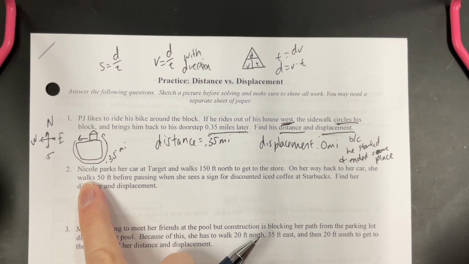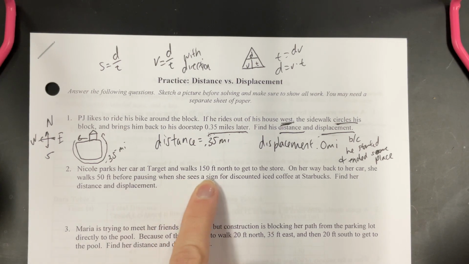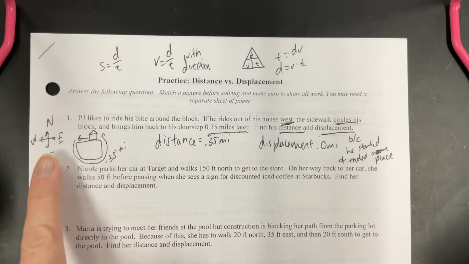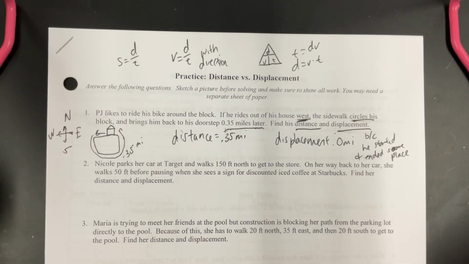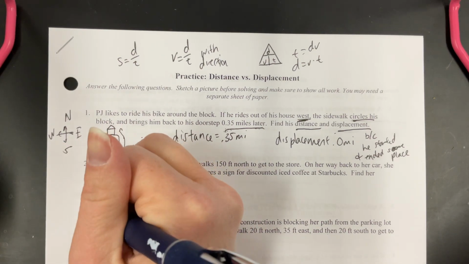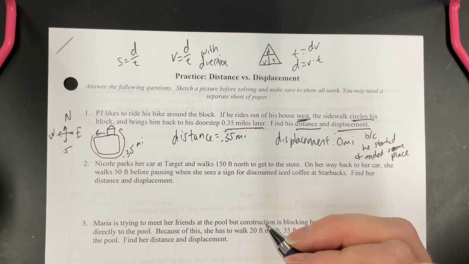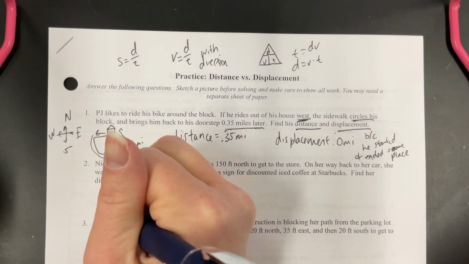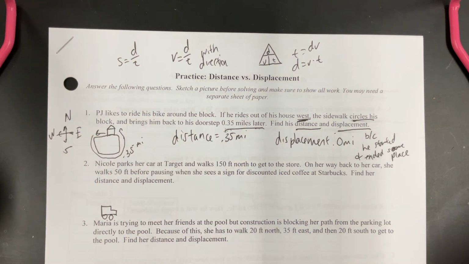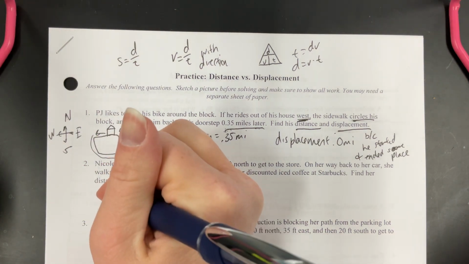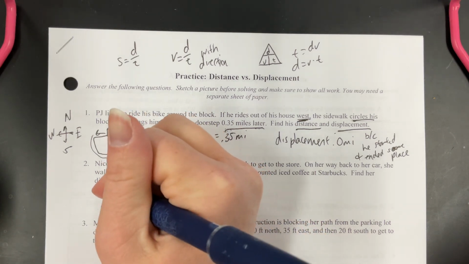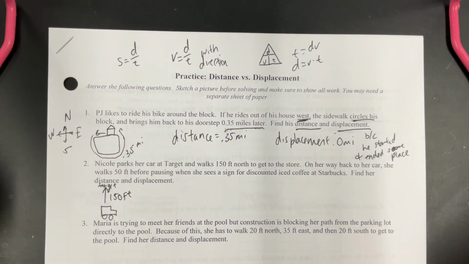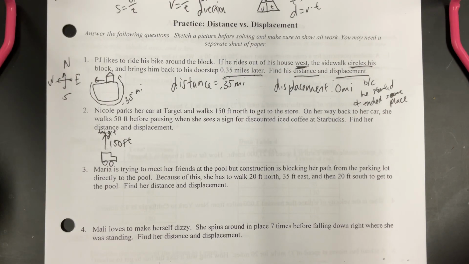Okay, next one. Nicole parks her car at Target and walks 150 feet north to get to the store. Okay, so we're supposed to draw a picture, right? North on my paper is like up. So she parks her car at Target and 150. So I'm gonna sketch out a car. Don't judge my car. Okay, she parks her car and then she goes 150 feet north to Target.